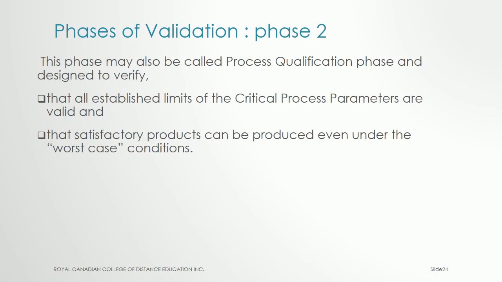Phase 2. This phase may also be called process qualification phase and is designed to verify that all established limits of the critical process parameters are valid, and that satisfactory products can be produced even under the worst-case conditions.